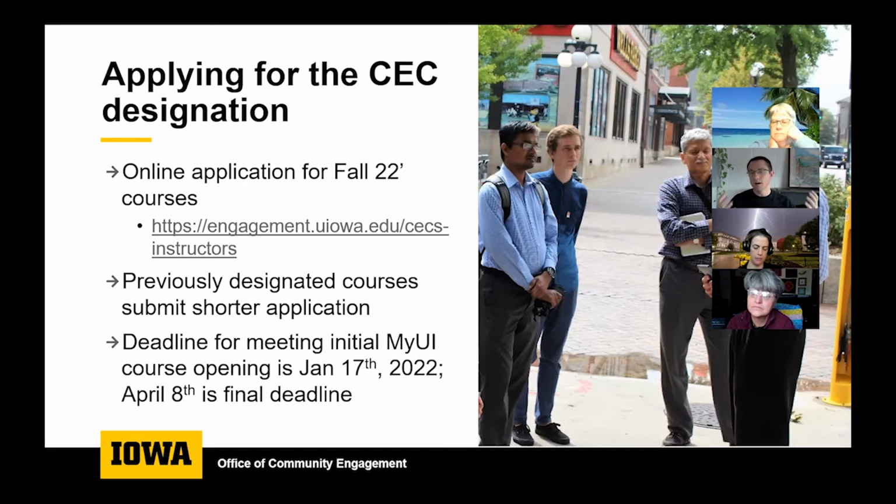So every course that gets an application in by April 8th will be included on the designation list. The only difference is that some students may have already filled up their schedule, and so they won't have seen that your course was a community engaged course by that point.